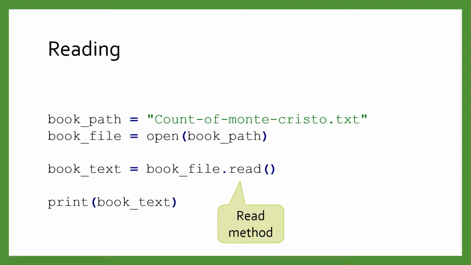The primary way to get data from a file is to use the read method. This simply returns the contents of the file as a single string. Check out this example, where we open the file, read the file handle, and then print the text. Notice how this is a multi-step process. We use the path to open the file, and then we read from that open file.